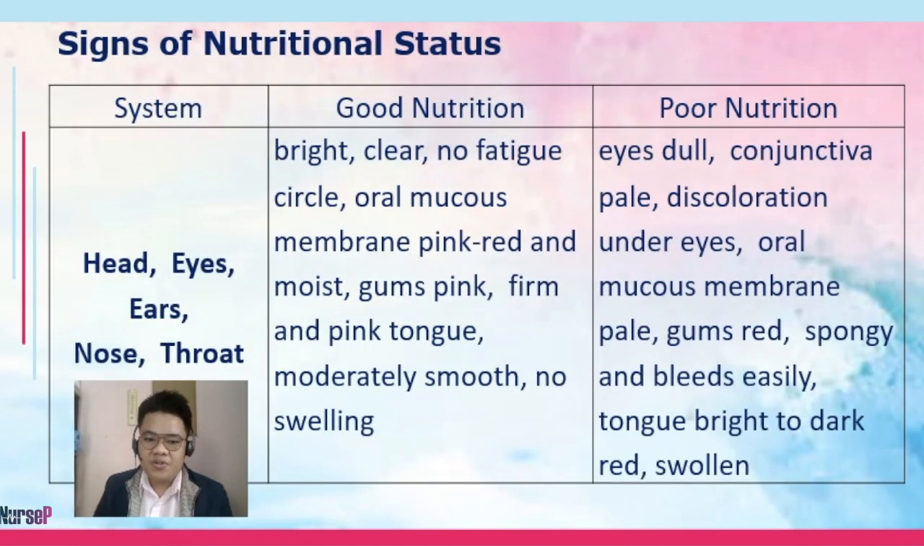Then, head, eyes, ears, nose, and throat. So in good nutrition, the eyes would appear bright, oral mucous membrane would appear moist, the gums would become pink, and the tongue would become pink, which would be an indication of adequate nutrition. If your patient is having poor nutrition, the tendency is the eyes appear dull, the conjunctiva is pale related to anemia, and there may be discoloration under the eyes. The oral mucous membrane is pale, the gums become red and spongy, and then it would bleed easily, also related to your clotting factors again. Then the tongue, which would appear to be red and swollen, may be related to your pernicious anemia.